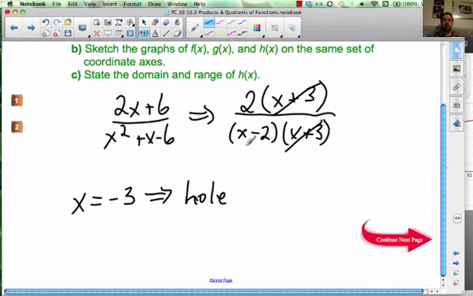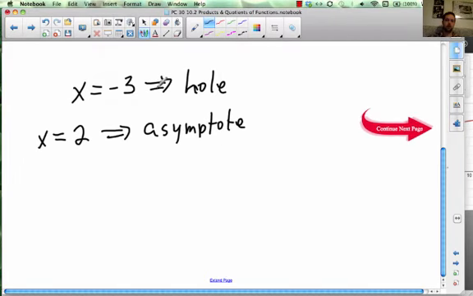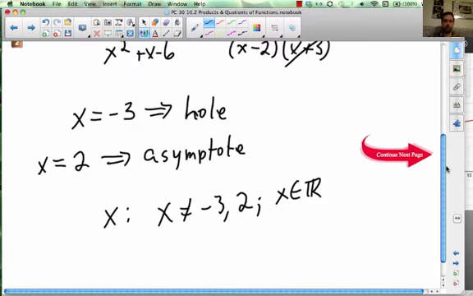Okay. And this factor doesn't cancel off at all, so x minus 2, so whenever x equals 2, we are going to have a vertical asymptote. Okay, so you remember this stuff from before, and this means that in our new domain, x cannot be the values minus 3 or positive 2, but otherwise it can take on any value, an element of the reals. Okay.